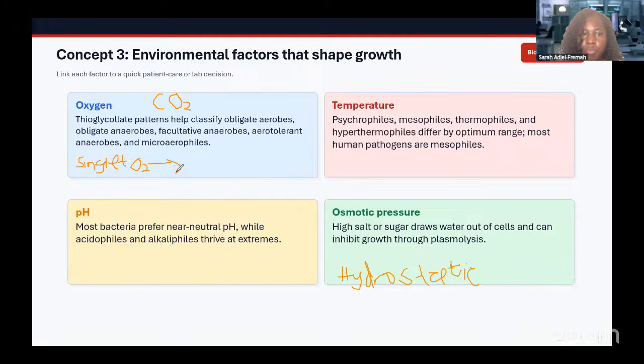What would be the best way for a microbe to detoxify if they generate singlet oxygen, which is an excited state of oxygen based on its reaction with light? How will they detoxify it? Just to give you a clue, it starts with a C. Carotenoids, definitely, yes. So they need carotenoid.